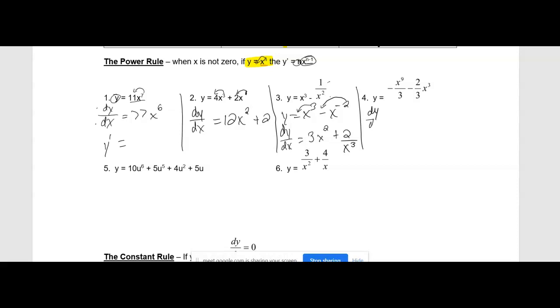Four, same thing. Just be careful with fractions and negative exponents. Those are the things that people just tend to make little mistakes on. It's kind of the algebra more than anything. So this is really just a 1/3.